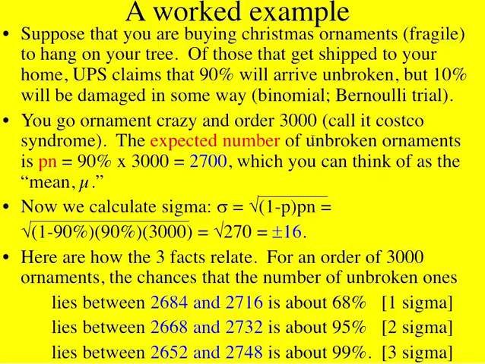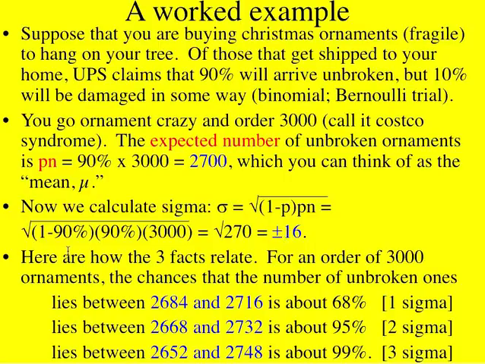You go crazy and you order 3,000. The expected number of unbroken ornaments should be P times N. 90% times N, the number you order, 3,000. So you expect 2,700 to be unbroken. That's the mean, mu. You calculate now sigma. That's the square root of P times (1 minus P) times N, which equals that. So plus or minus 16.